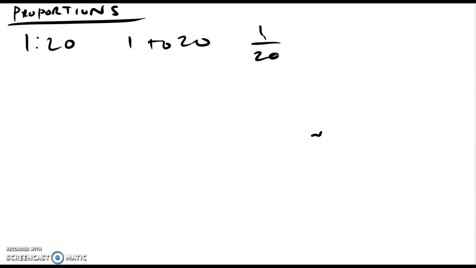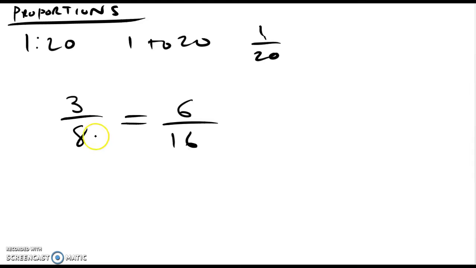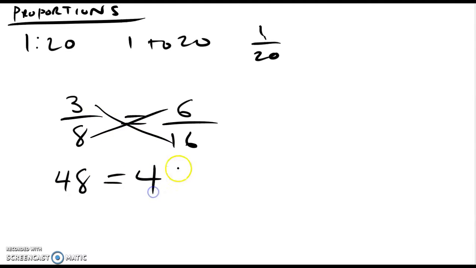Proportions are equal ratios. To solve them, you can cross-multiply, which we practiced quite a bit, so that's good news. You're going to know how to do it. 3 over 8 is equal to 6 over 16. Are these proportional? In other words, are these equivalent fractions? Let's find out by cross-multiplying. 6 times 8 is 48. 3 times 16 is 48. Is 48 equal to 48? Yes, therefore these are proportional.